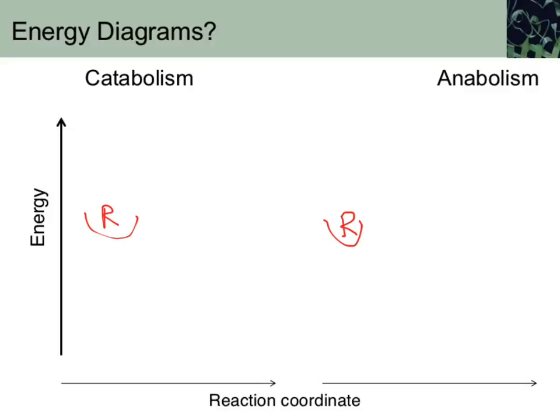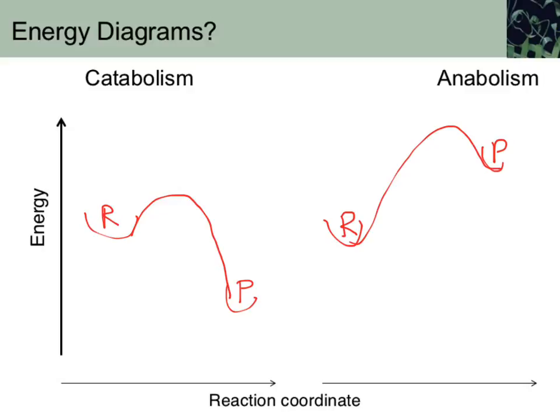If it's a catabolic process, where's the product? Lower. It needs to be lower in energy. So if we looked at a catabolic process, that's horrible, but good enough, that would be our energy diagram for a catabolic process. How about the anabolic process? The product is higher in energy. We now have an anabolic process.